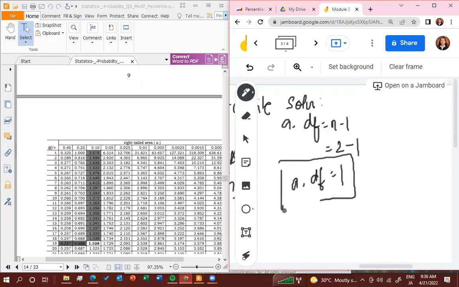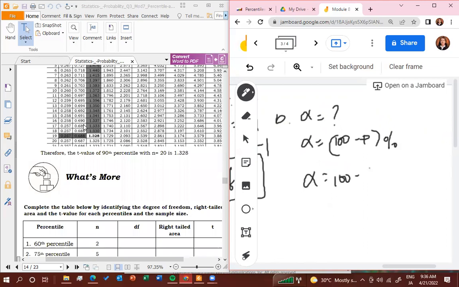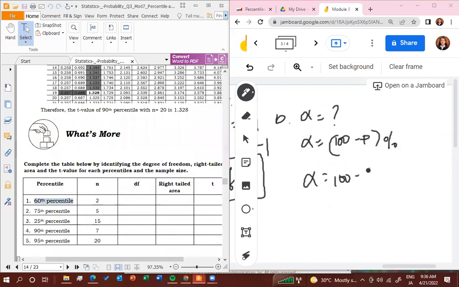The right-tailed area, or alpha. As usual, we use the formula alpha equal to 100 minus the percentile. The p is 60, so we substitute 60 for p. Alpha would be equal to 40%, or 0.4.